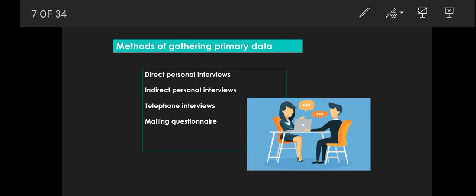Third one is telephone interviews. As the name tells you, telephone interviews are organized on telephone calls. These are much cheaper. Fourth one is the mailing questionnaire. Mailing questionnaire is similar to telephone calls. However, in telephone calls, you are having a one-to-one conversation with your respondent, but in a mailing questionnaire, you are not able to make a phone call to the respondent. You simply forward a questionnaire to the respondent, and he or she fills it in and then forwards it back.